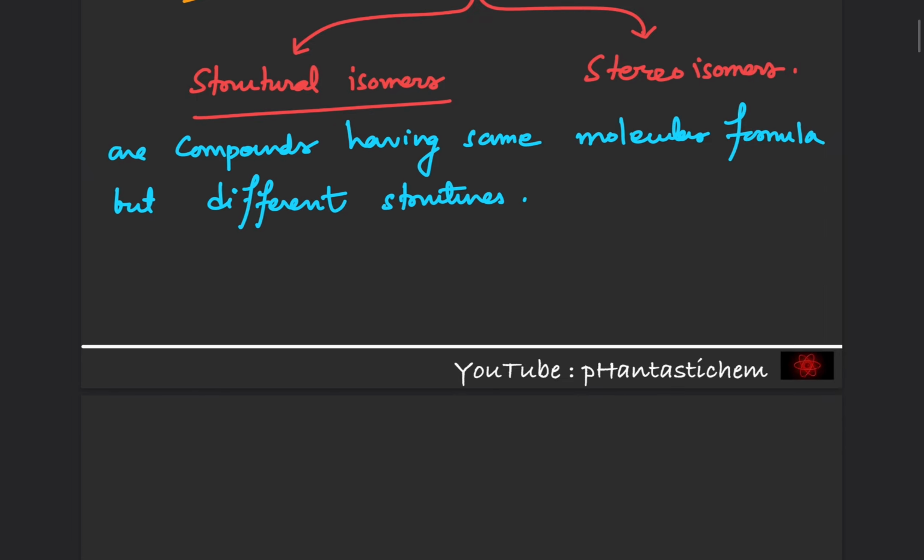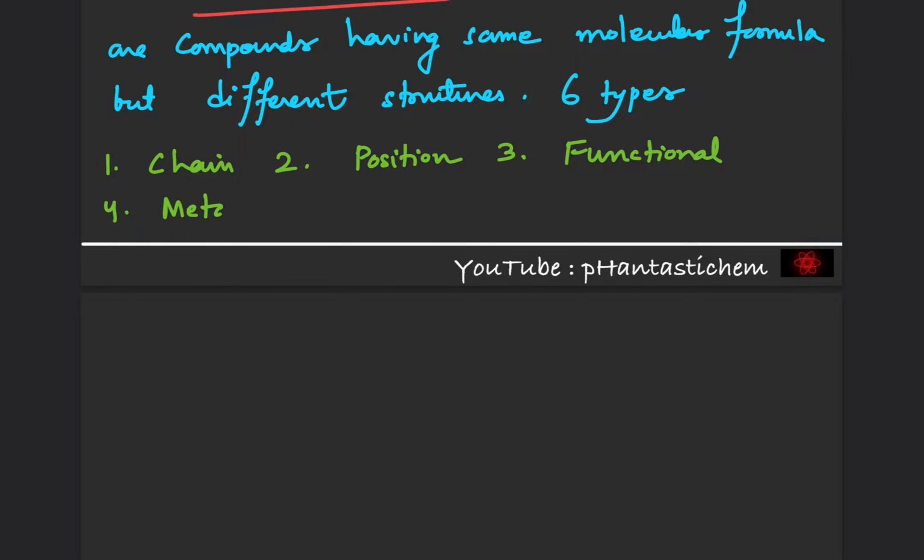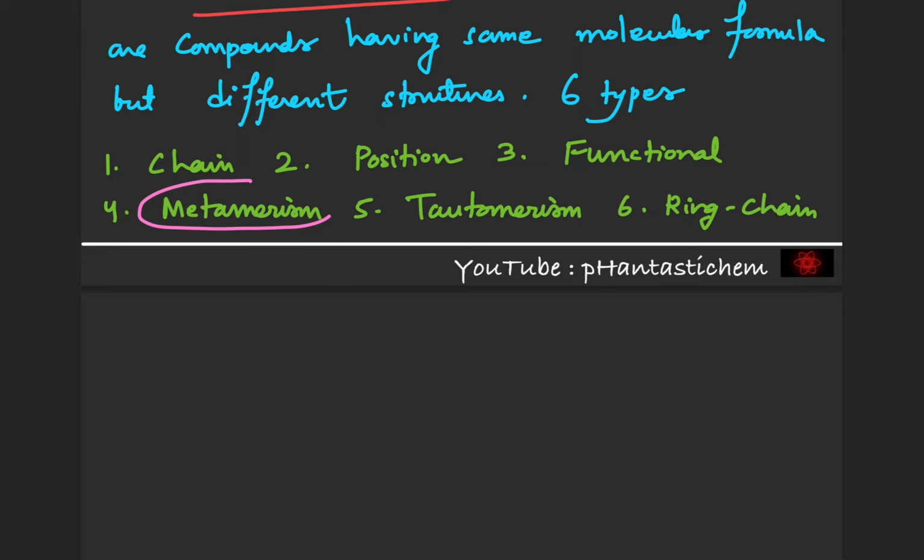Okay, so it is of six types. We have chain, second is position, third is functional, fourth is metamerism, fifth is tautomerism, and sixth is ring chain. So we have to discuss this one, metamerism.